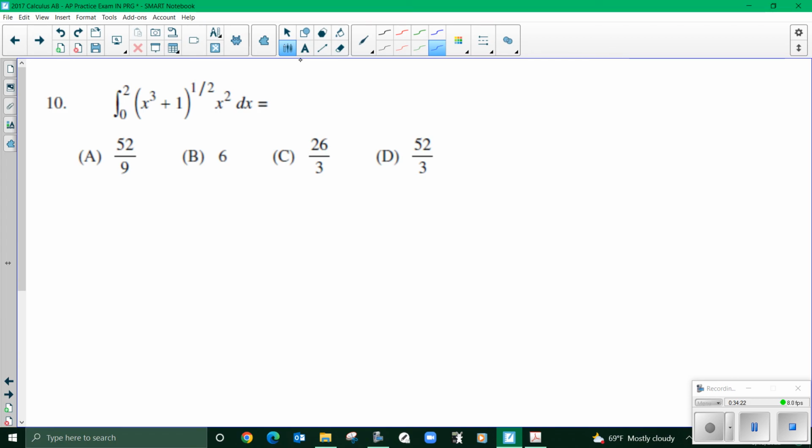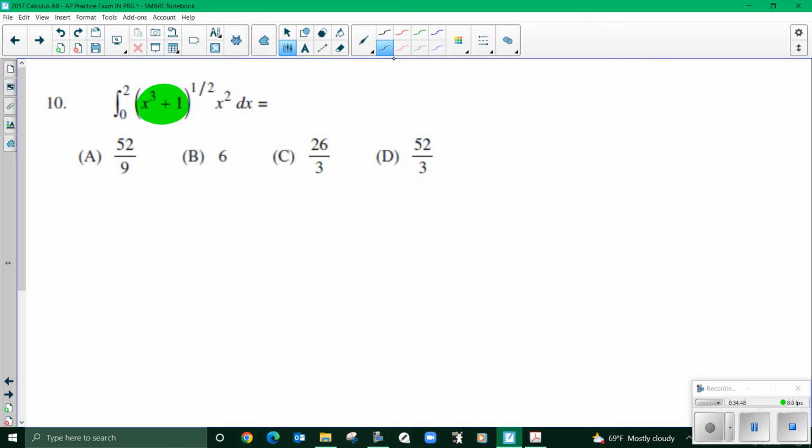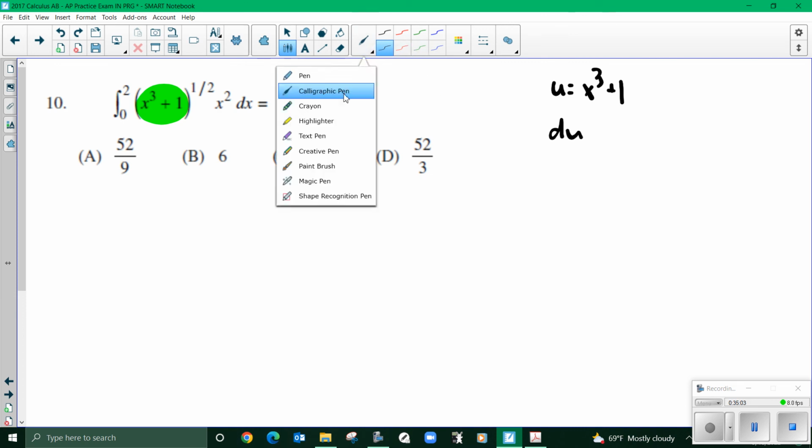So this is what I always tell my students: if you come across an integral, and a function and its derivative are listed there in some way, shape, or form, u sub. So what does that mean? I'm going to say that u is a substitution, so my u is going to be x cubed plus 1. That means my du, the derivative of x cubed, is 3x squared.